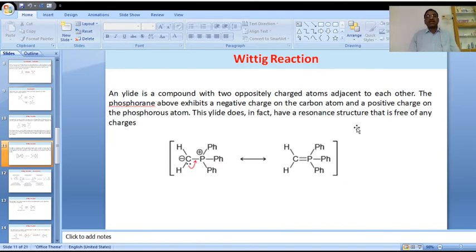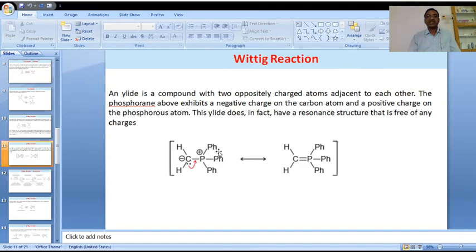An ylide is a compound with two oppositely charged atoms adjacent to each other. Here, in phosphorin, please observe, phosphorus has a positive charge and the carbon atom has a negative charge. These two different charges are adjacent to each other.